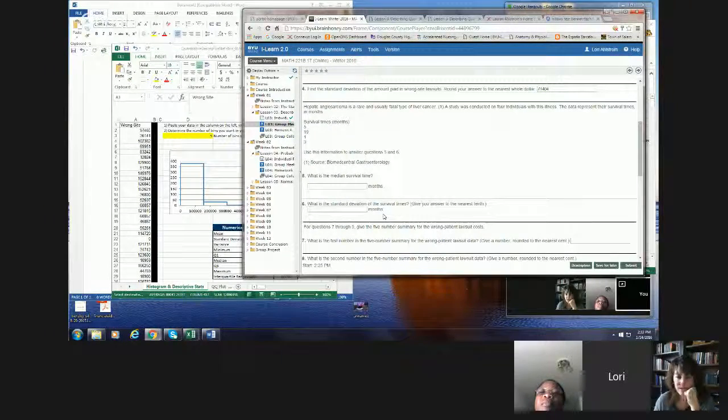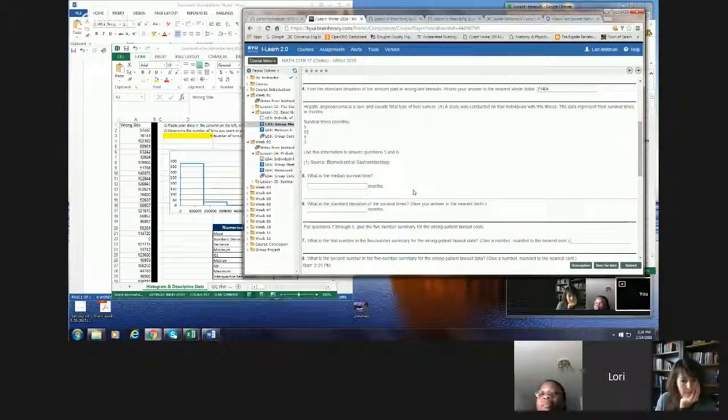So the median is going to be, if you line up your numbers in numerical order, 1, 3, 5, and 19, the number directly in the middle. We have an even number, so you take the average of the 2 in the middle, which is 3 and 5. You average those 2, which would be 4, right? Or they meet in the middle. So the median survival time is 4 months at least.